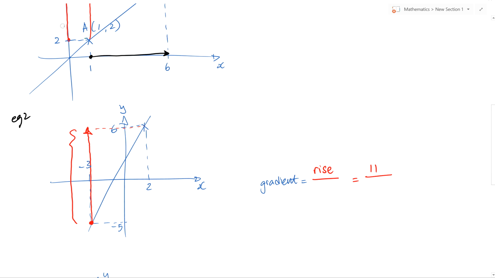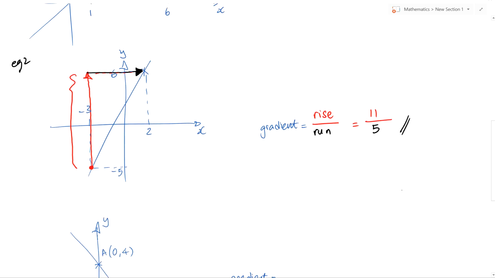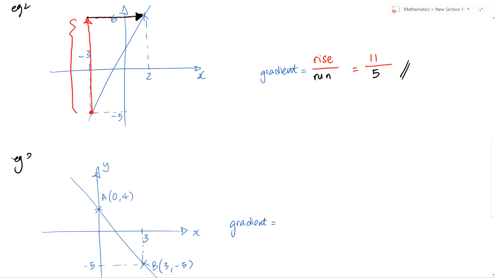Divide this by the run. Running to the right is positive. So that is a total of 2 minus -3, which is 5. But this cannot be simplified further, so the gradient is 11 over 5. Moving on to example number 3.